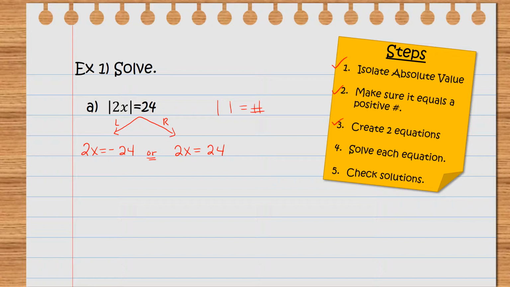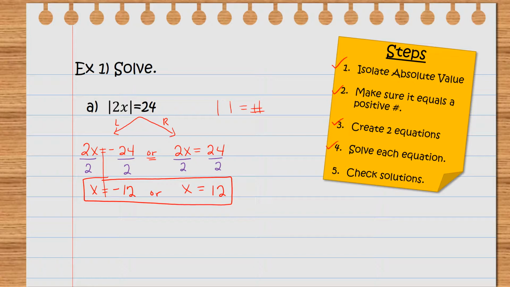Now that I've created my two equations, we get to solve each of them. And so, remember, you have your equal sign. And if I have 2x, that means 2 times x. How do we undo multiplying by 2? We divide both sides by 2, which now gives us x equals negative 12 for our first one. Now for our second equation, we must do the same thing. We need to divide both sides by 2, which again gives us x equals positive 12. And so in this case, we actually have two different solutions.